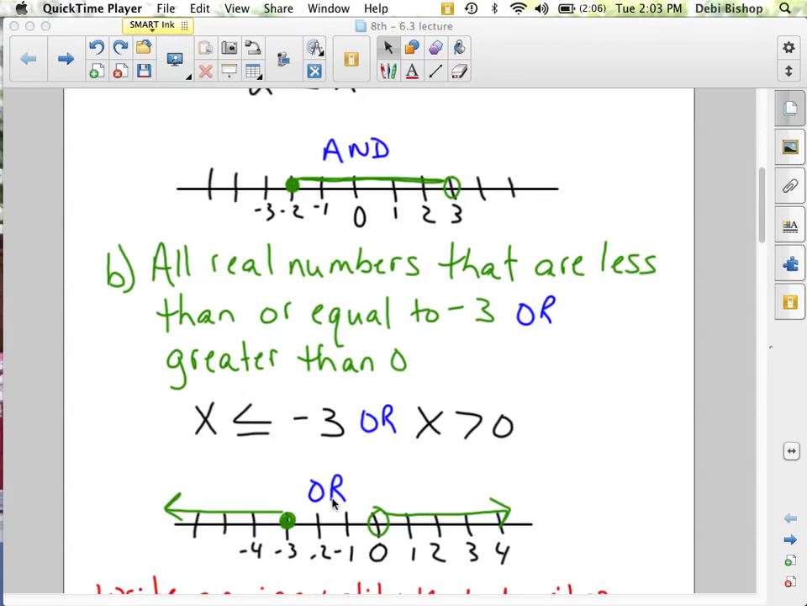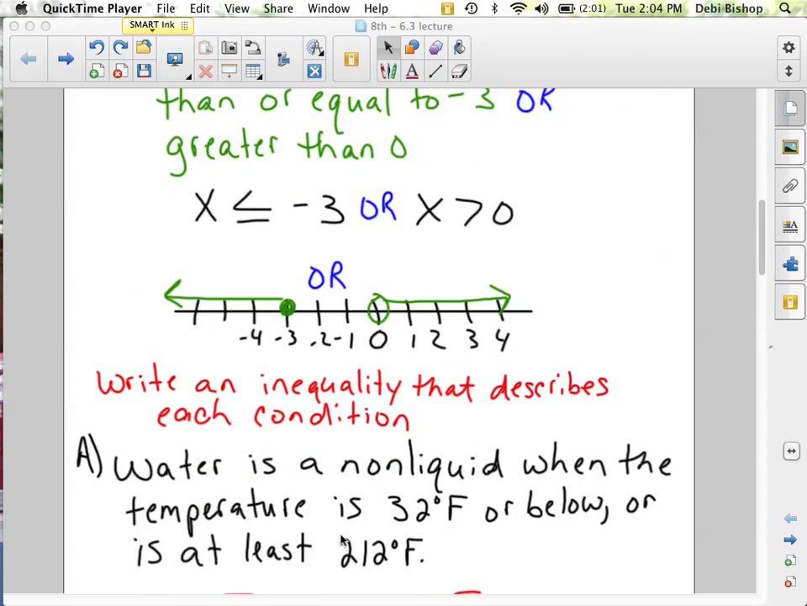When you have "or" statements, they do not overlap. There's some type of space, or the circles are next to each other, but they do not connect, and you have essentially a space in the middle. So it can either be less than or equal to -3, or greater than 0. So it can definitely not be -2 and -1. And that's what that "or" statement does.